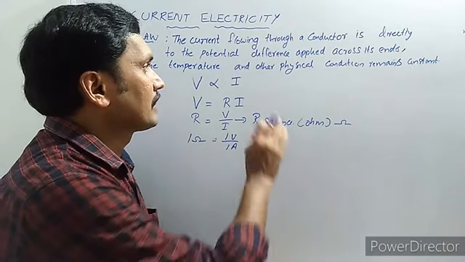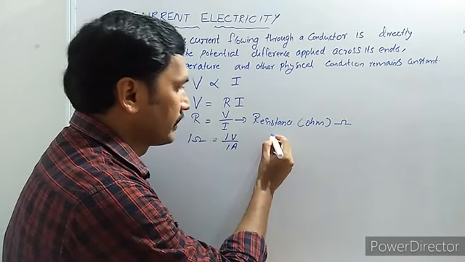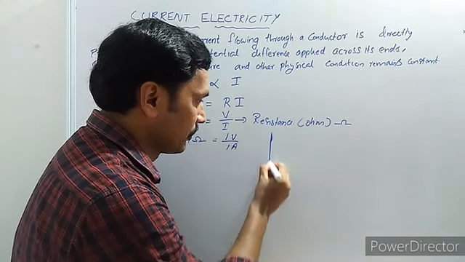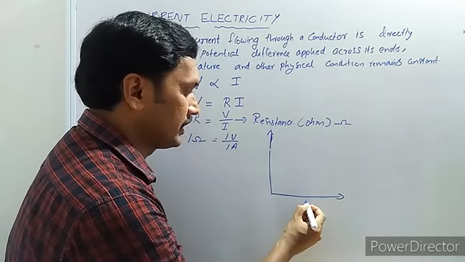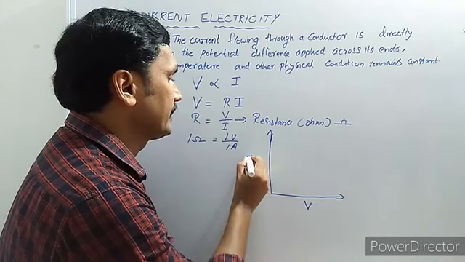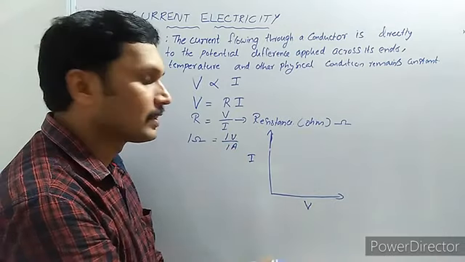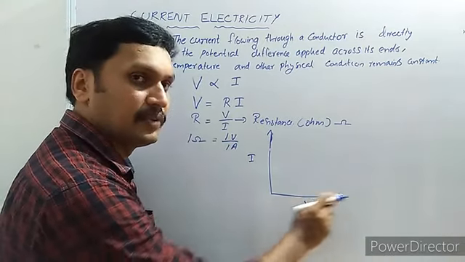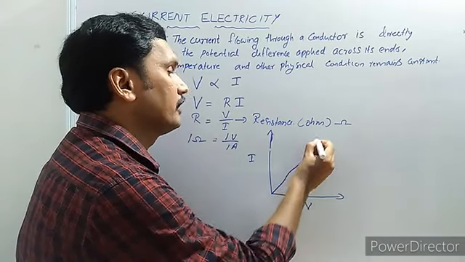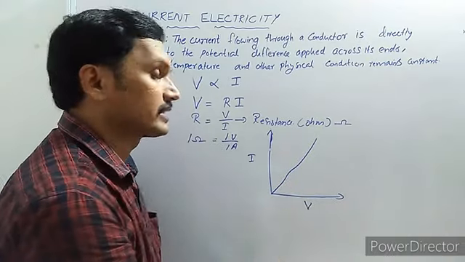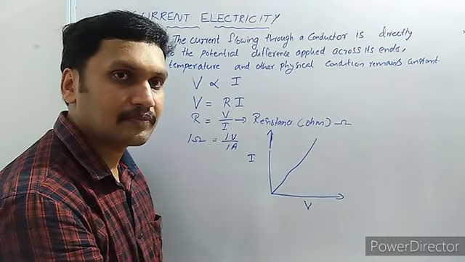So here, if the temperature and physical conditions are kept constant, and you plot a graph between the potential difference and the current, it will be a straight line. Here we take the potential difference on one axis and the current on the other. When potential difference is 0, no current will flow through that conductor. If V increases, I also increases. So we get a straight line, with V by I constant. The slope of this graph is always constant, as V by I is equal to R, a constant.